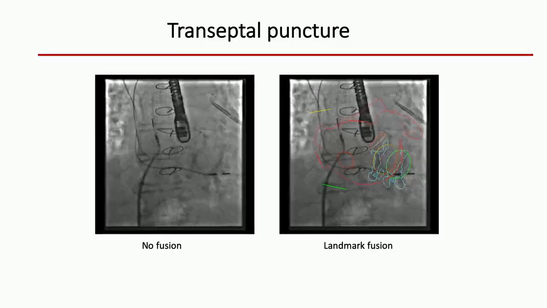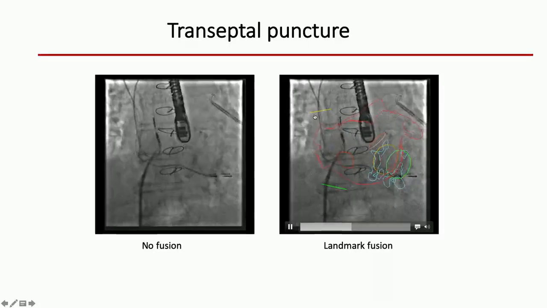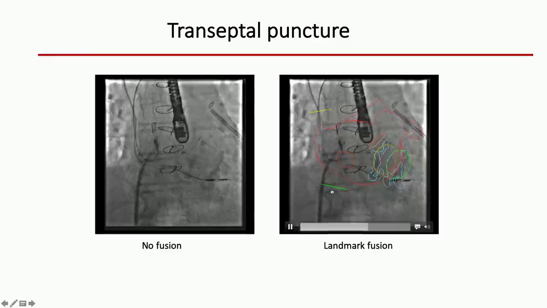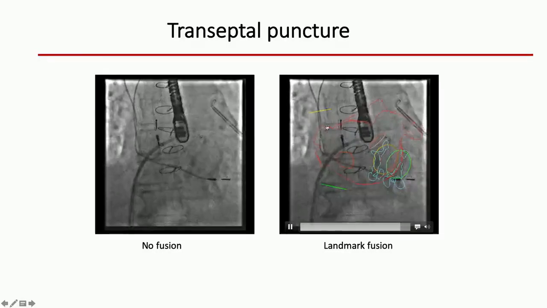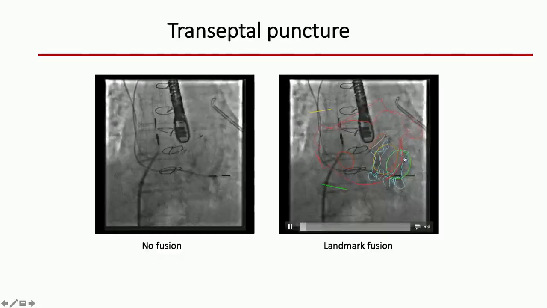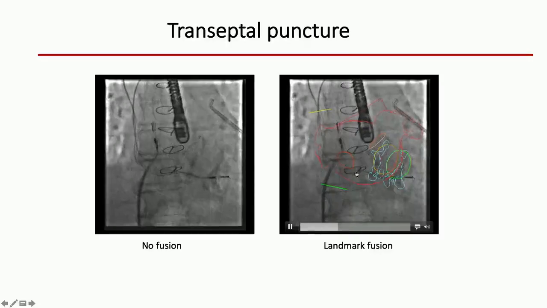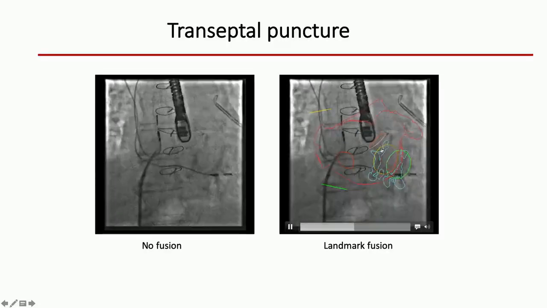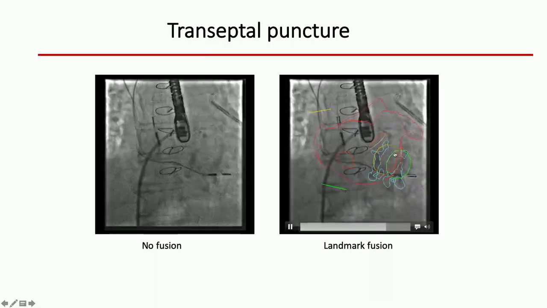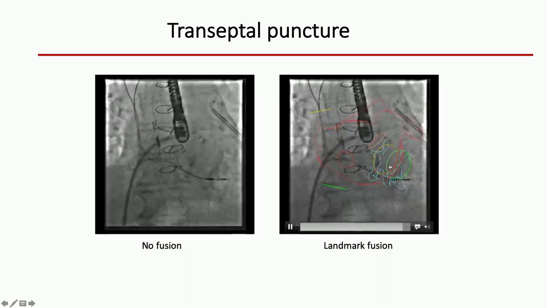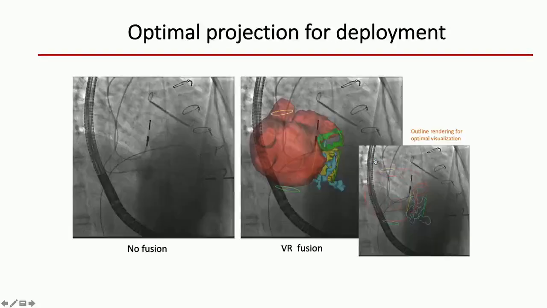So I call this landmark fusion because here in the yellow line, you can see that I've delineated the superior vena cava boundary and the inferior vena cava boundary here. This reddish-pinkish line depicts the size and the shape of the left atrium. Over here, I've demarcated the fossa ovalis. In the blue, you can see the mitral valve annulus calcification, and the green line here indicates the lower optimal deployment zone of the SAPIEN 3 valve, and in the yellow line, the upper optimal deployment zone.